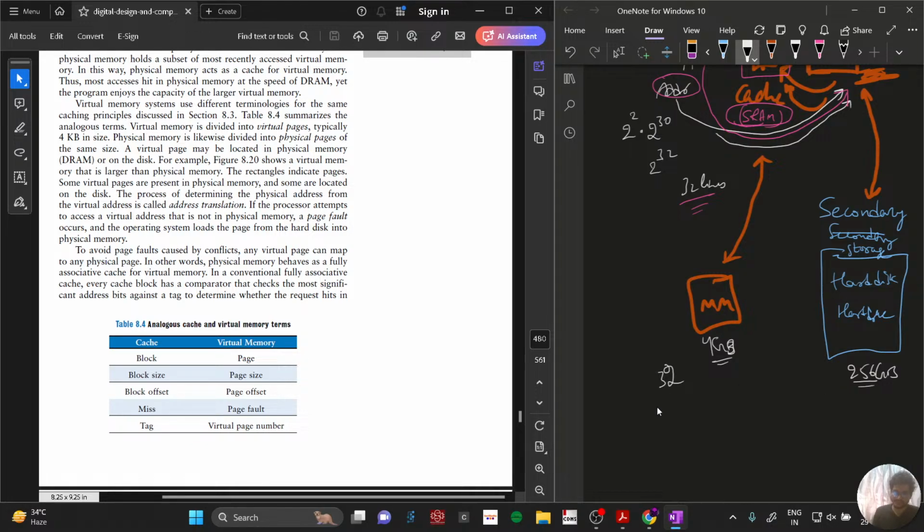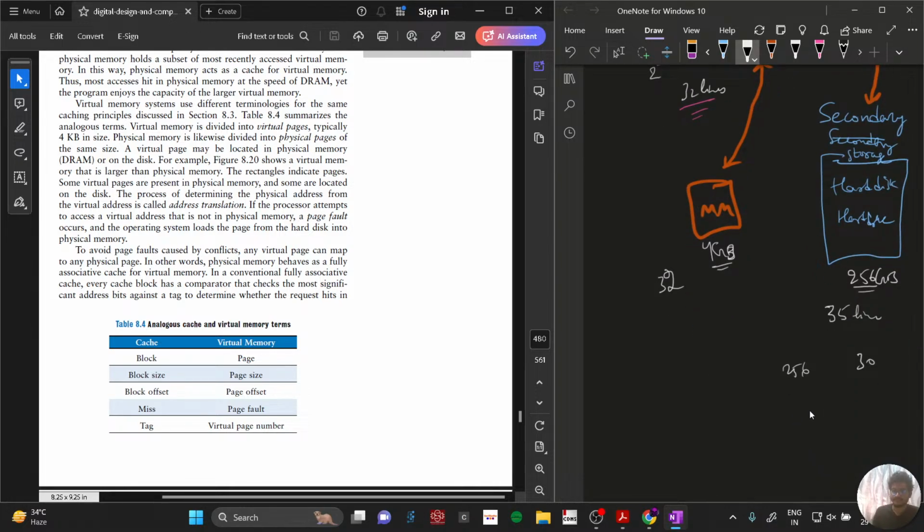So there is a difference of 1, 2, 3, so there are extra 3 lines, right? 35 lines for this. You can even calculate: for 1 GB it takes 30, and for 256 it takes how many? I think it's around 8, right? 2 power 8 is 256, so 38 lines, not 35. So 38 lines are required for 256 GB, right?